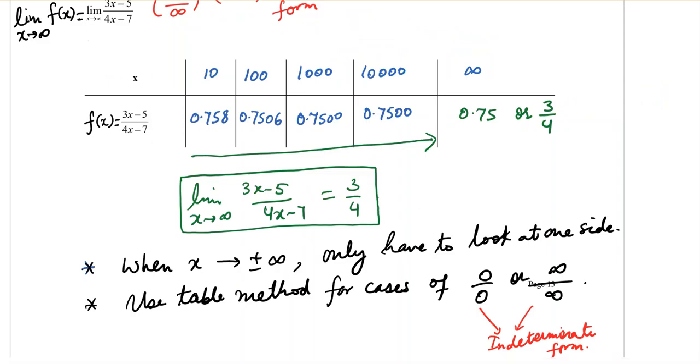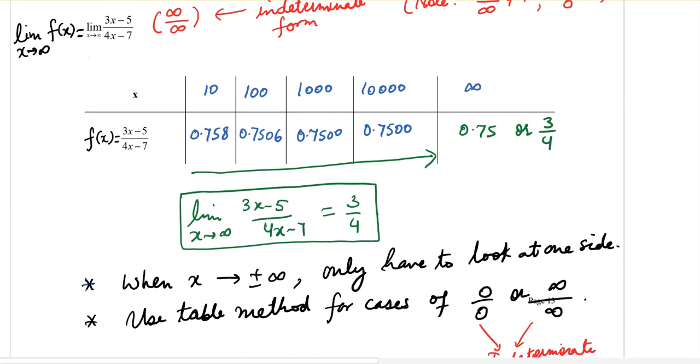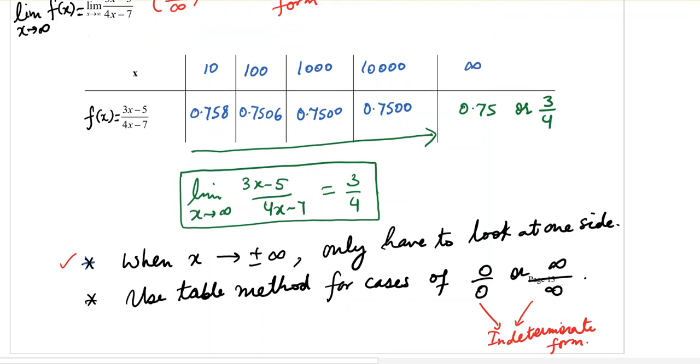So, an overview of the table method. What we learned from the past two examples is that when x approaches plus or minus infinity, you only have to look at one side, and we use the table method for the cases of 0 over 0 or infinity over infinity, when we have indeterminate forms.